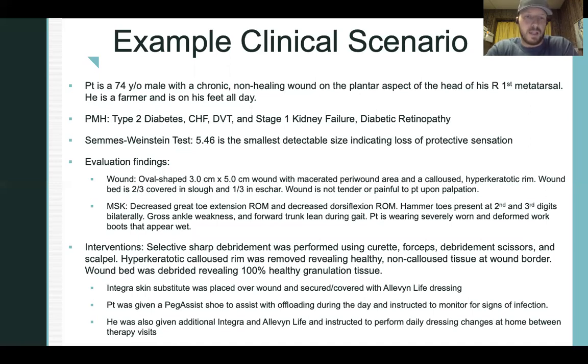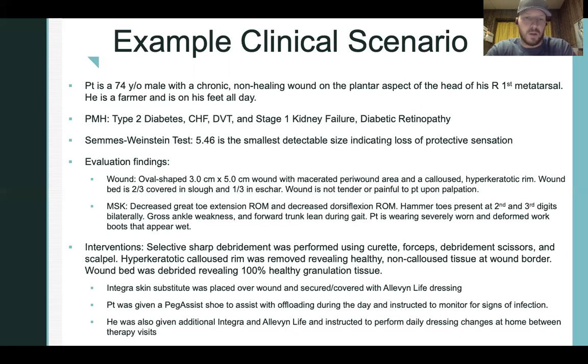We did a Semmes-Weinstein test, and 5.46 was the smallest detectable size, indicating a loss of protective sensation in his foot. So he had a little bit of sensation problems in his foot, and actually when we were debriding him, he couldn't feel any of the debridement that was happening. The wound itself was an oval-shaped 3 by 5 centimeter wound. It had a macerated peri-wound area and a calloused hyperkeratotic rim. The wound bed was about 2/3 covered in slough, and the rest of it was eschar that wasn't too dry. It wasn't tender or painful to him upon palpation or probing.